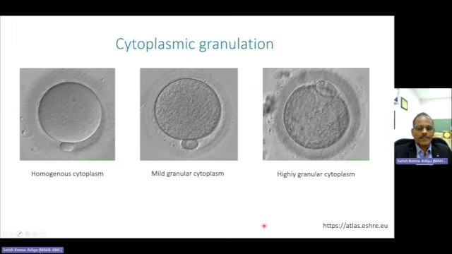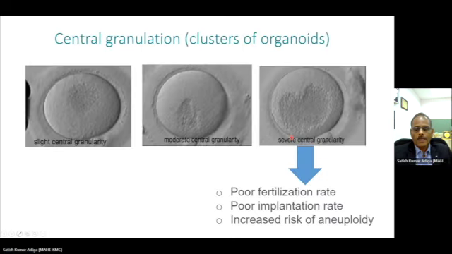The cytoplasm reflects the oocyte health. A healthy oocyte should have homogeneous cytoplasm. The most commonly seen cytoplasmic abnormality is granulation. Mild granulation is suggestive of some kind of stress in the oocyte, whereas highly granular cytoplasm is suggestive of a poor quality oocyte. Hence, fertilization and developmental potentials in this type of oocyte are significantly compromised.